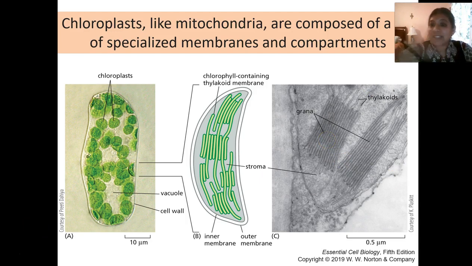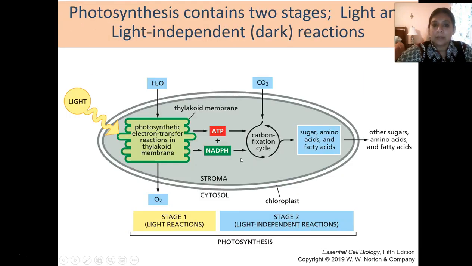It's kind of like a stack of pancakes, where each pancake is a thylakoid, essentially. And that's where you're going to see a lot of these reactions happening that we are going to talk about. Now, photosynthesis in a chloroplast happens in two stages, and they are typically labeled light dependent and light independent reactions, or you may have heard of the term light versus dark reactions as well.